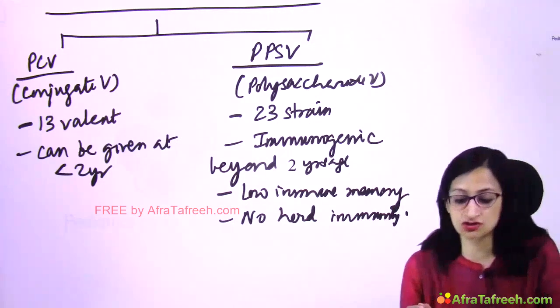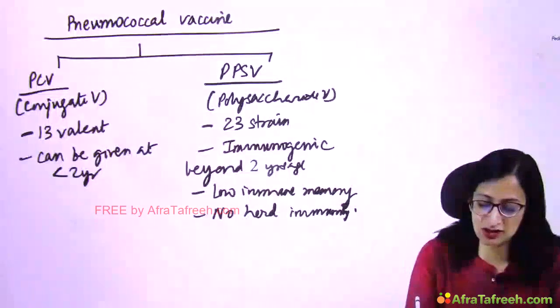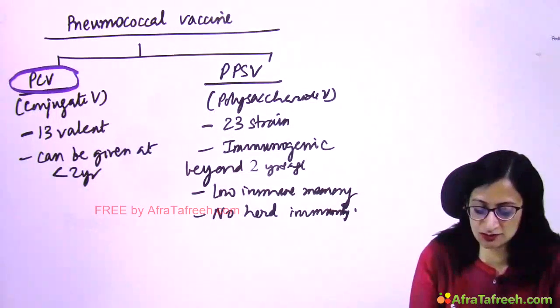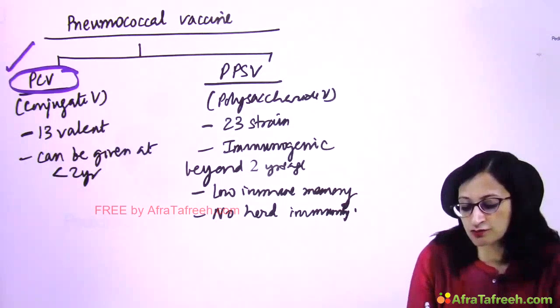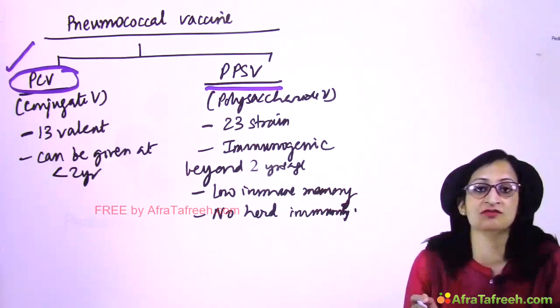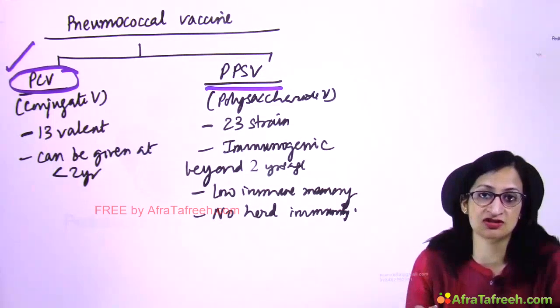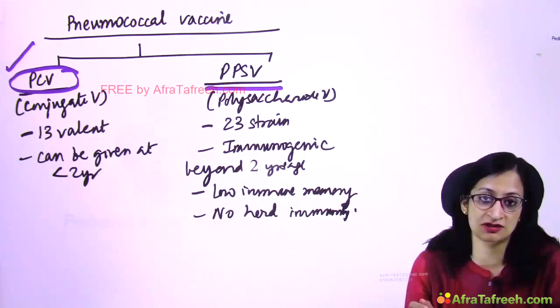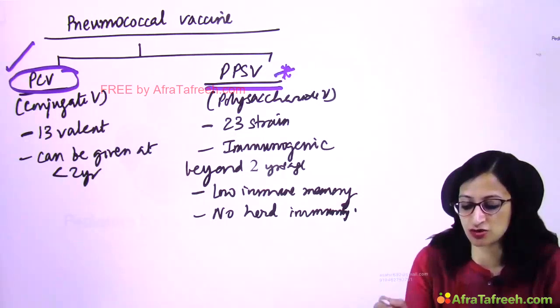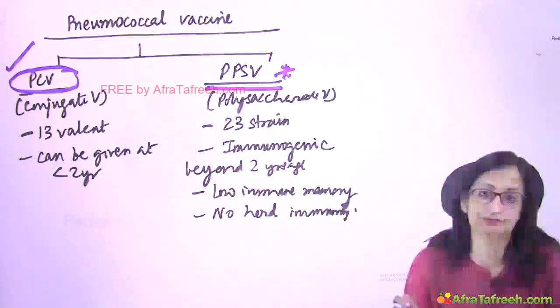So pneumococcal conjugate vaccine has been included in the national immunization schedule in some states currently. But polysaccharide vaccine is recommended to be given only in certain special situations, like in an immunocompromised child, okay, or in a child who is splenectomized, okay. Only in special situations the polysaccharide vaccine is recommended.